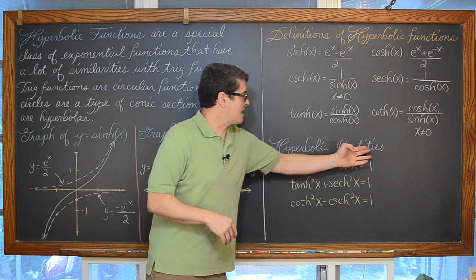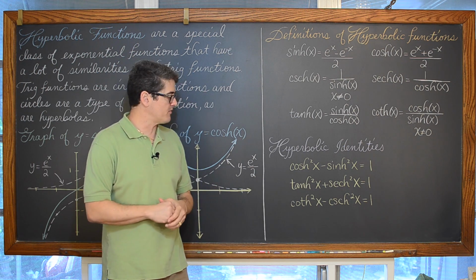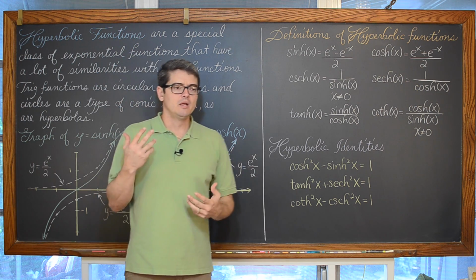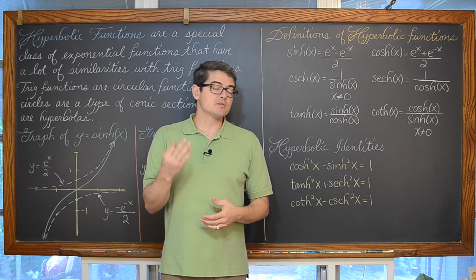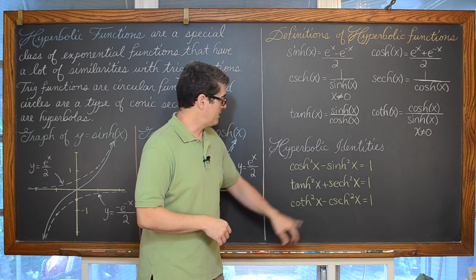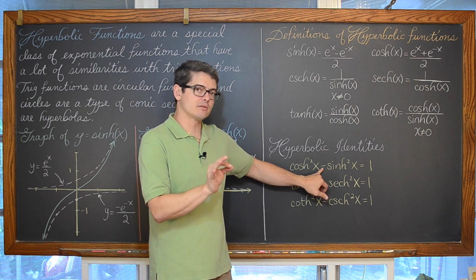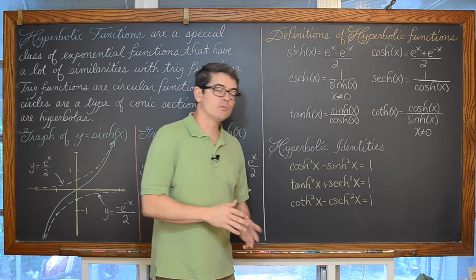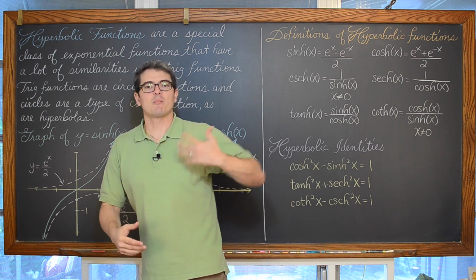Now, with these hyperbolic identities, the first three look like the Pythagorean identities from trigonometry, where we know sine squared x plus cosine squared x equals 1. Well, here we have a subtraction sign in the middle, so they're not exactly the same, they just look the same. And I don't see any reason to read this off to you and keep saying hyperbolic this and hyperbolic that over and over again.